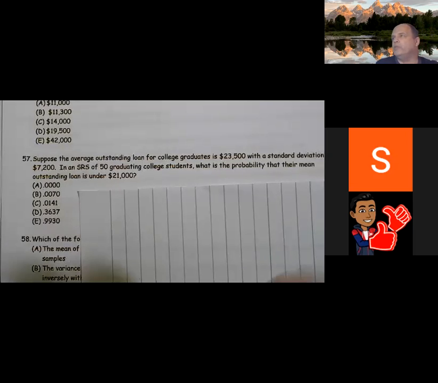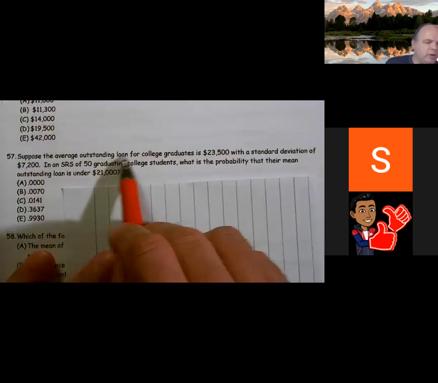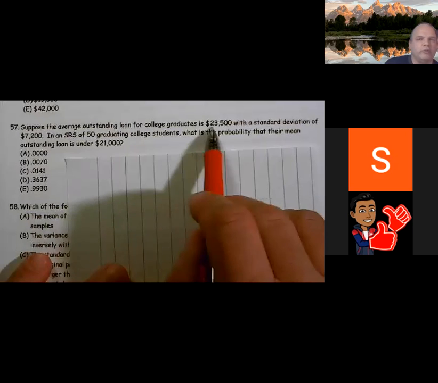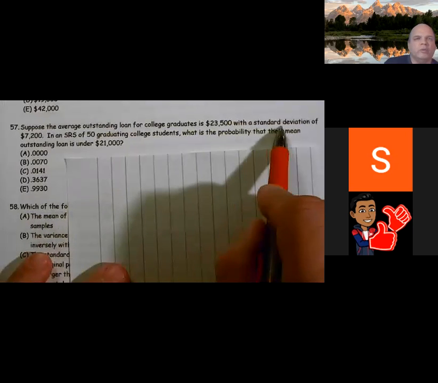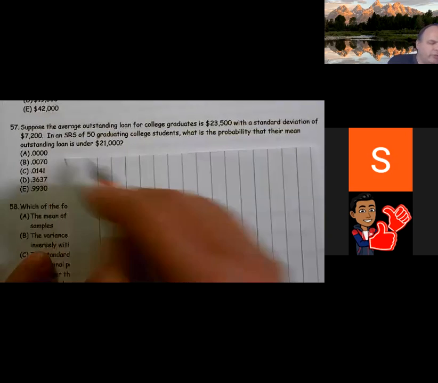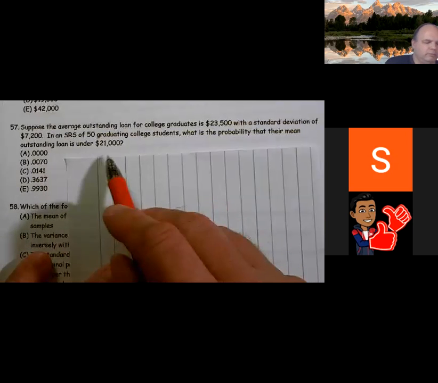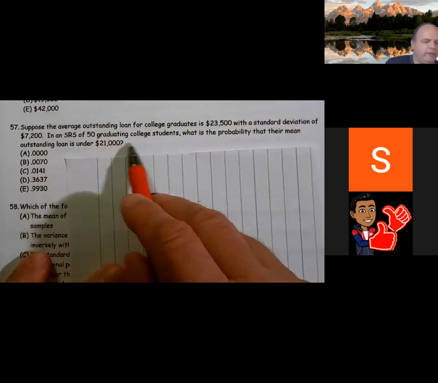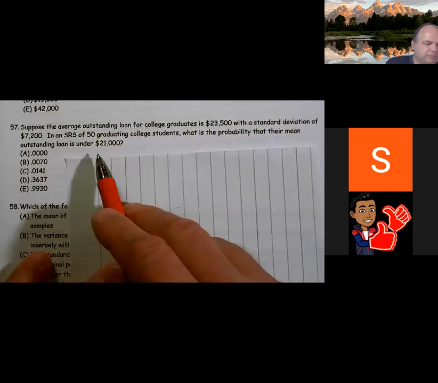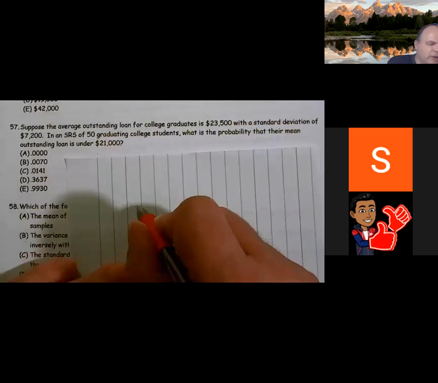All right, I was asked to do number 57. 57 makes me happy because it's a more straightforward distribution of means. All right. So suppose the average outstanding loan balance for college graduates is 23,500 with a standard deviation of 7,200. In a simple random sample of 50, what's the probability that their mean is under 21,000?